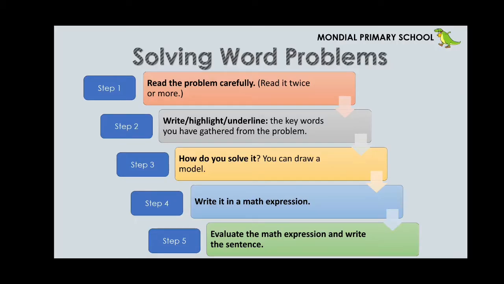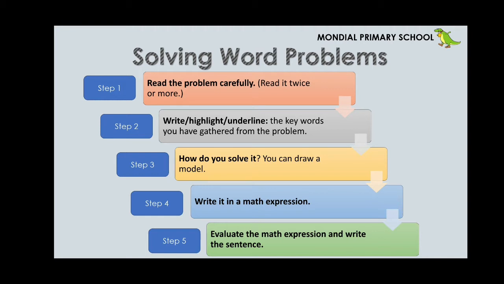Do you still remember the 5-step problem-solving method that you can use to solve the problems? First, read the problem carefully. You may read it twice or more to understand it better. The second one, write, highlight, or underline the keyword that you have gathered from the problem. In this case, please underline or highlight the first, the second, and the third word and circle the word too.